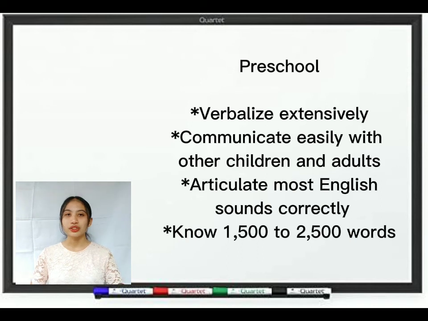Next is preschool. Language skills usually blossom between 4 and 5 years of age. Children of this age can do the following: verbalize extensively, communicate easily with other children and adults, articulate most English sounds correctly, know 1,500 to 2,500 words.